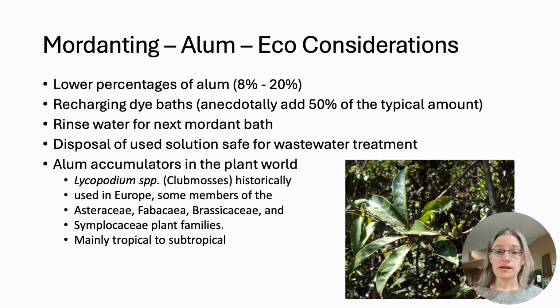The good news is that alum is safe for disposal into wastewater treatment, especially in city settings. They actually use aluminum to bind some of the more toxic things in the wastewater. One of the cool things that is interesting is that there are aluminum accumulators in the natural world, in the plant world. So some of these plants actually pick up aluminum from the soil through their roots, and keep that in their leaves. So there are some examples where we can simply just use plants to do our mordanting process for us.